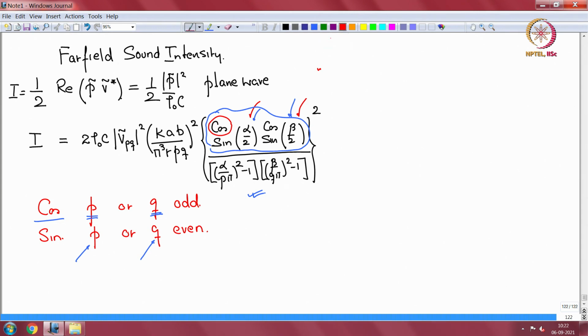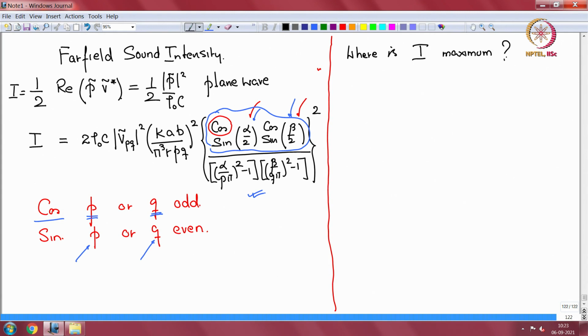Now this is the far field intensity. We had done a far field approximation on the Rayleigh integral, so this is far field intensity. Now we ask the question, where is the intensity maximum, or under what conditions is it a maximum?